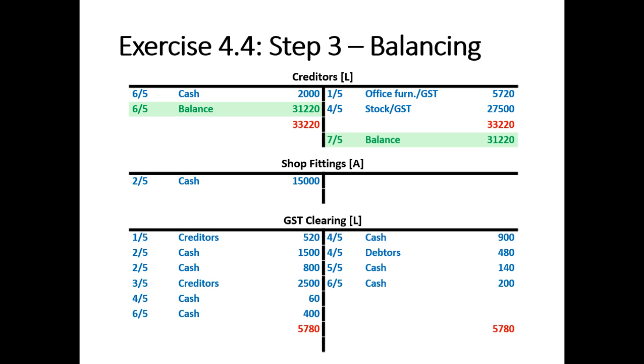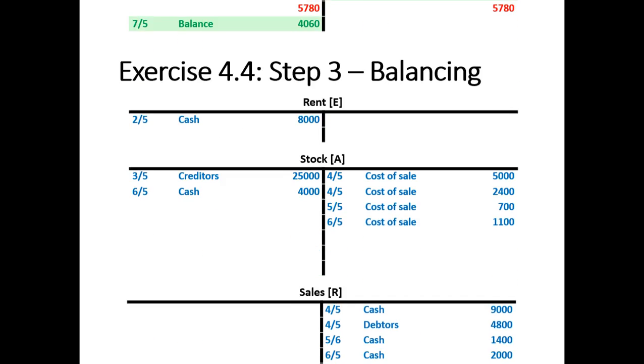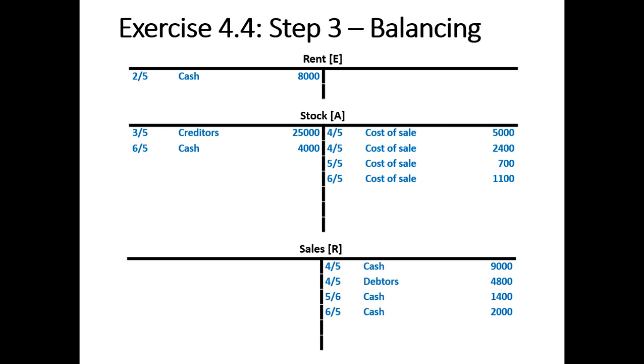I'll then transfer that total over, and then I will subtract away the credit figures there from 5,780, and that'll give me a total of 4,060. Carry that balance down. This GST account has a debit balance, so therefore it's actually going to be an asset, and the government's going to owe us money. We've got rent, which doesn't need to be balanced.